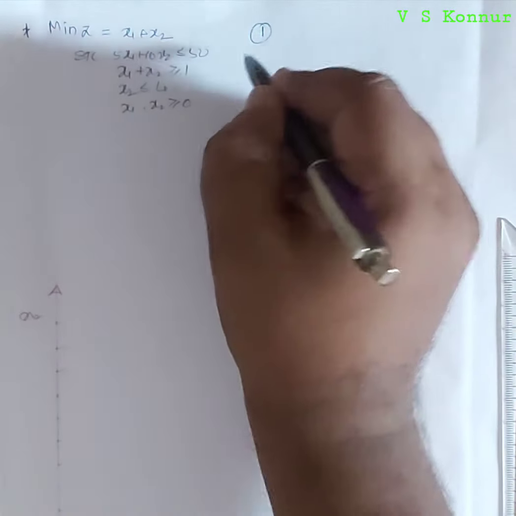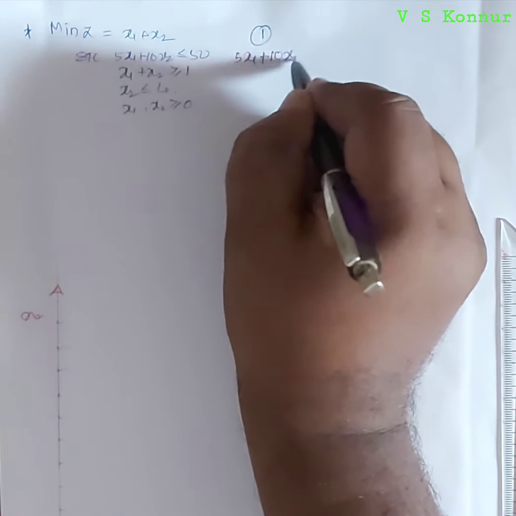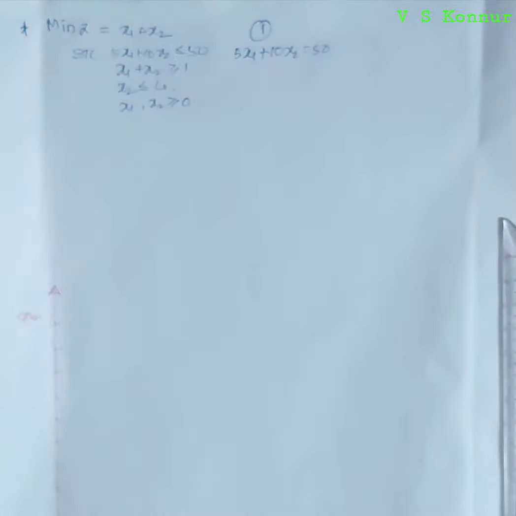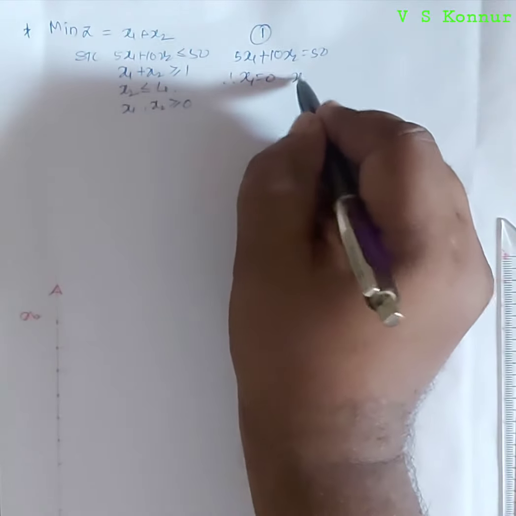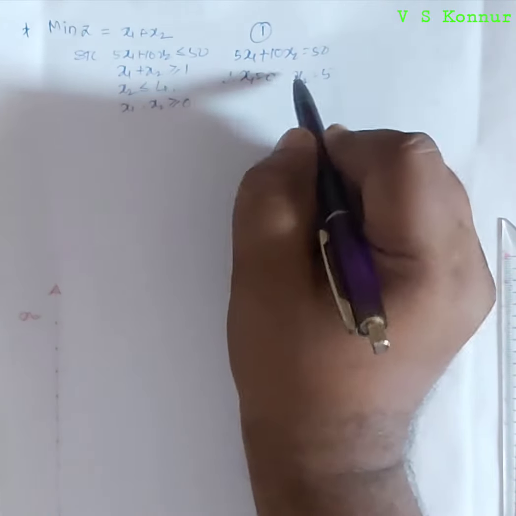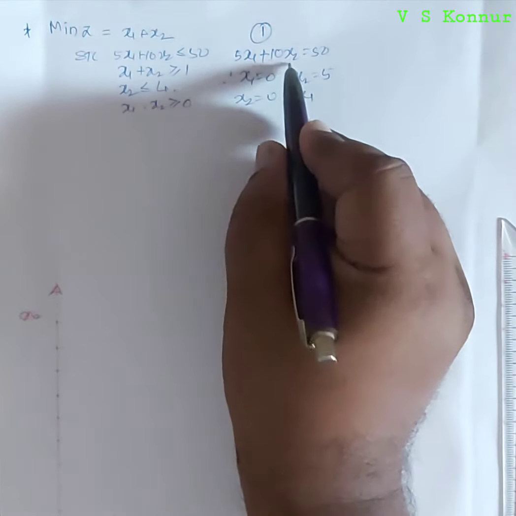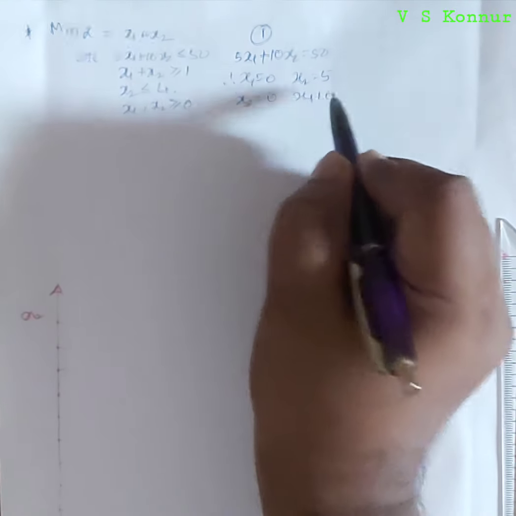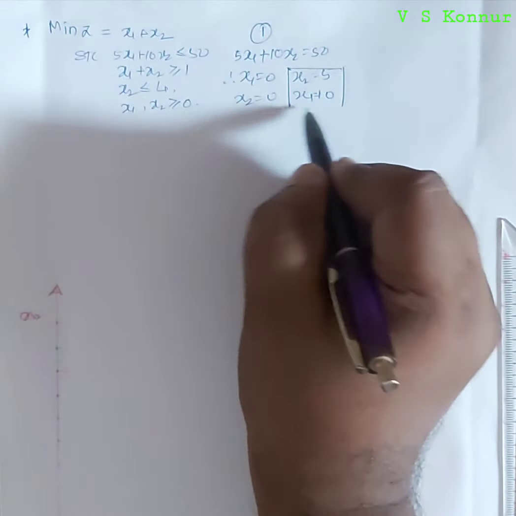Now we will take the first constraint, 5x1 plus 10x2 is equal to 50. We have to consider it as an equation. Put x1 equal to 0, we get x2 equal to 5. Put x2 equal to 0, x1 is equal to 10. So this is the first line.